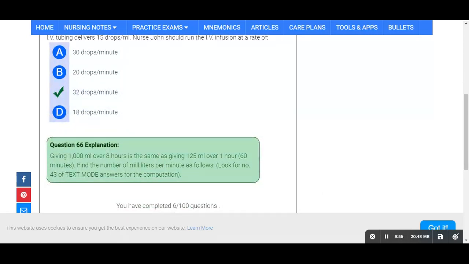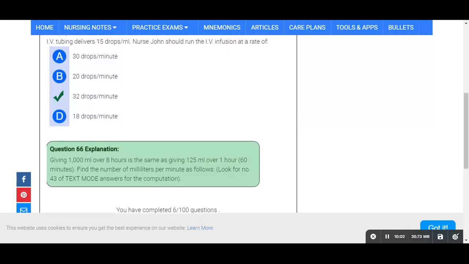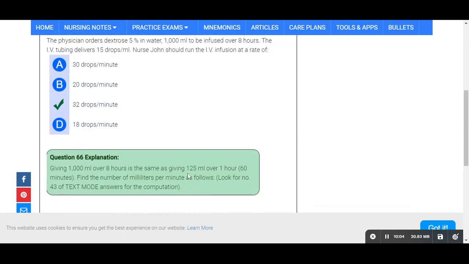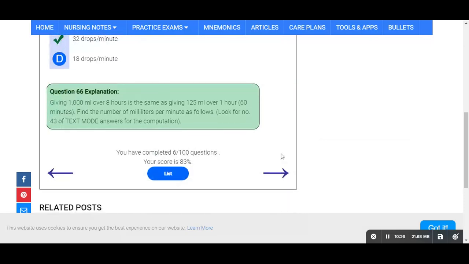Giving 1000 ml over 8 hours is the same as giving 125 ml over 1 hour, 60 minutes. Find the number of milliliters per minute as follows. Okay, I'm so happy. I still remember the formula for this. You basically multiply the volume of the solution to be infused and the drops per ml and cancel out both ml. That leaves you with only the drops. And for 8 hours, you convert it into minutes.